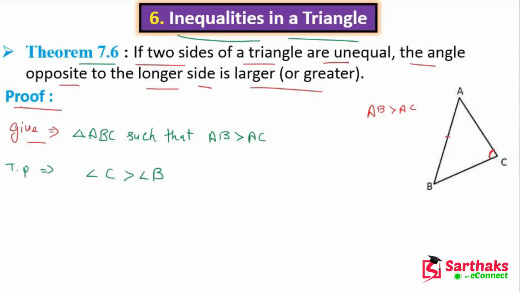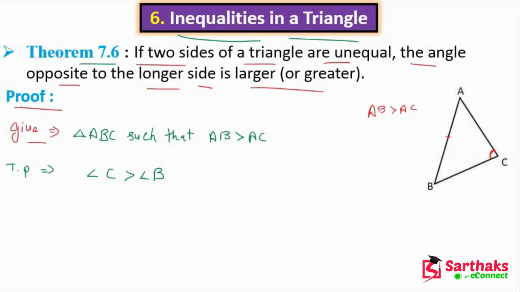It means if AB is greater than both AC and BC, then we can say that angle C is greater than both angle A and angle B. So this is the main concept of this theorem. I hope you understand these things, my dear friends.